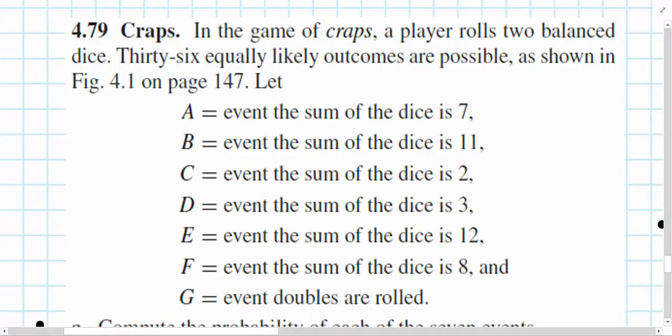Okay, in this video I'd like to talk about problem number 4.79. It deals with the casino game craps. In the game of craps, a player rolls two balanced and fair dice. 36 equally likely outcomes are possible as shown in figure 4.1 on page 147.